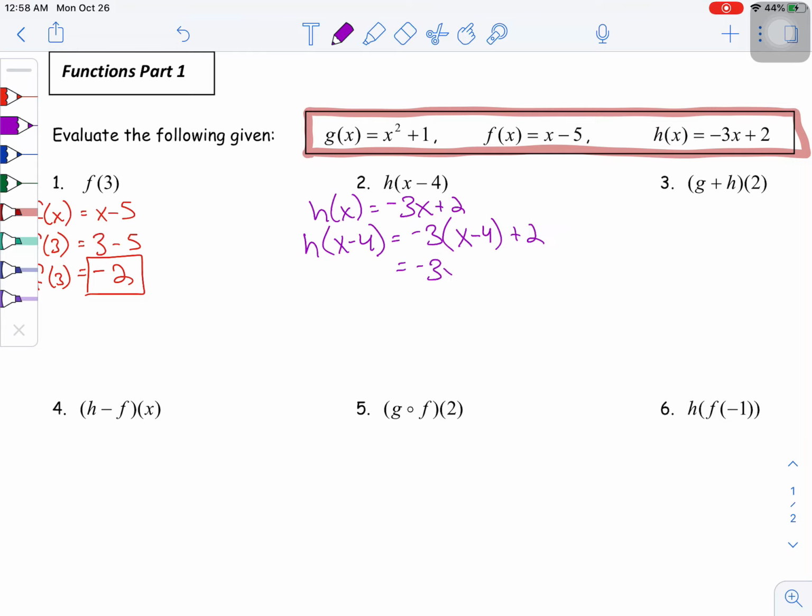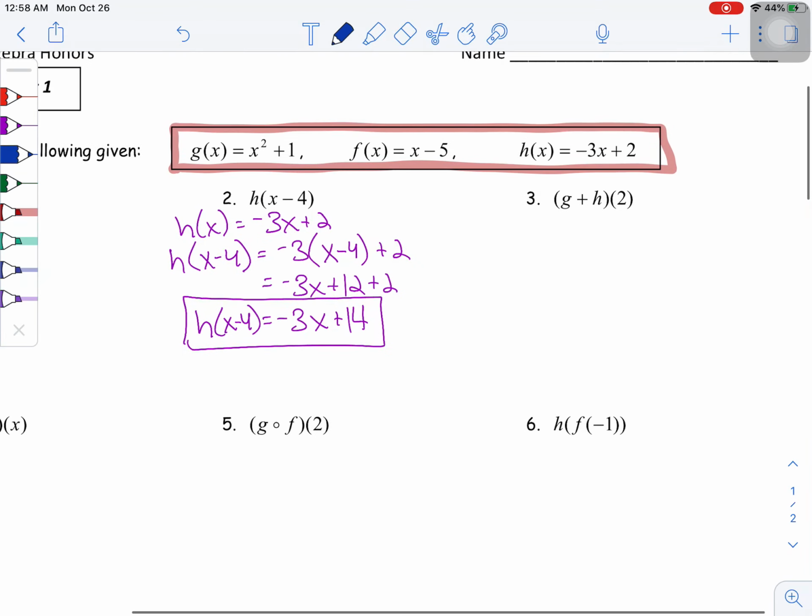So wherever I have an x, I'm going to use x minus 4 and then plus 2, and I'm going to simplify this. So a little distributive property here. Let's see, plus 12 plus 2, so this is going to be negative 3x plus 14. So h of x minus 4 is equal to negative 3x plus 14. There's nothing else to simplify there. We don't know what x is equal to, so we're done. Okay, that's it.